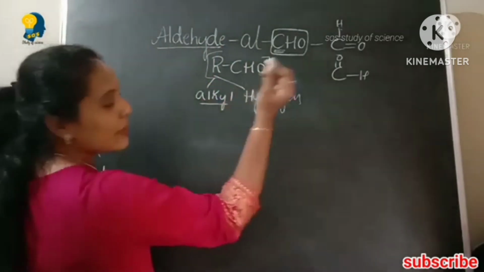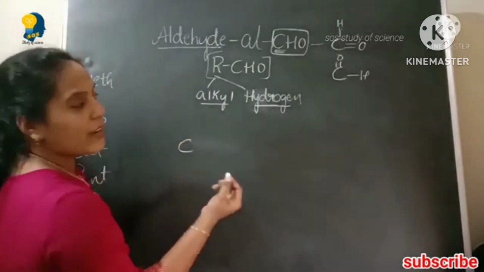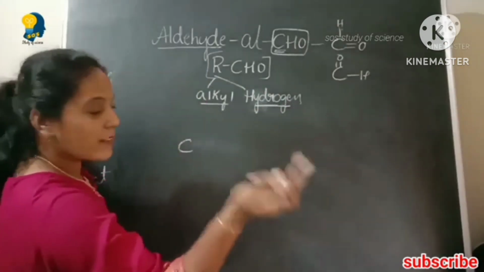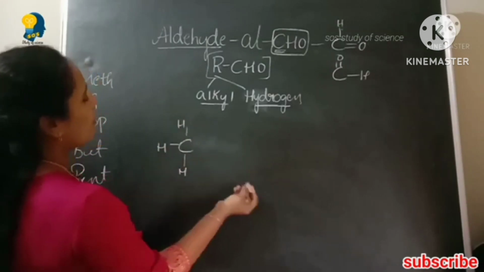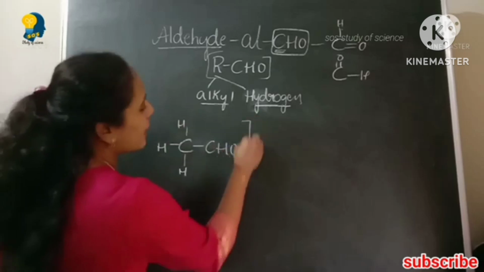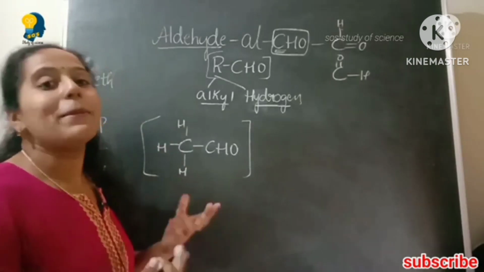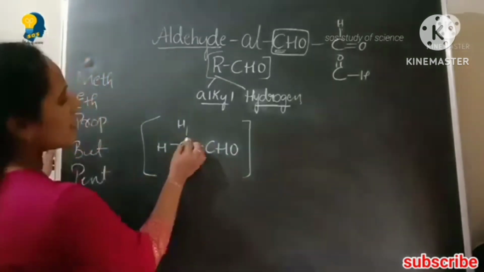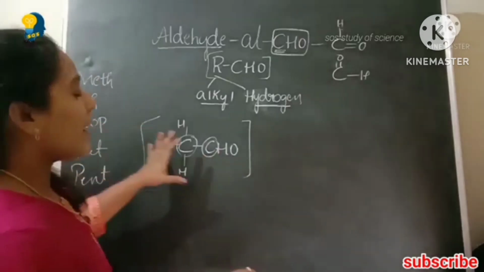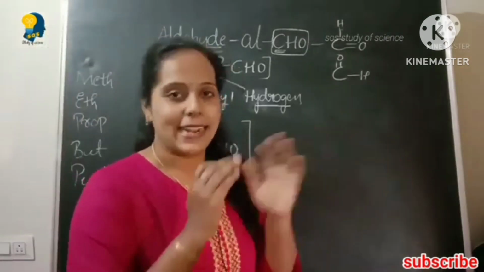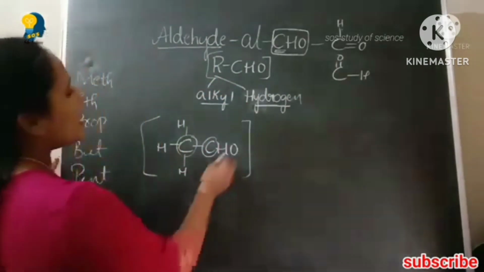I told you R may be alkyl or R may be hydrogen. The first member is meth, right? So in RCHO, let us try alkyl. Alkyl is CH4 becoming CH3, so CH3 and CHO. Does it match the meth property? Meth means there should be only one carbon, but you can see there are two carbons here. As it has two carbons, we cannot write alkyl for the first member of the aldehydes. It is not possible, so that is the reason we have the substitution by hydrogen. This is wrong.